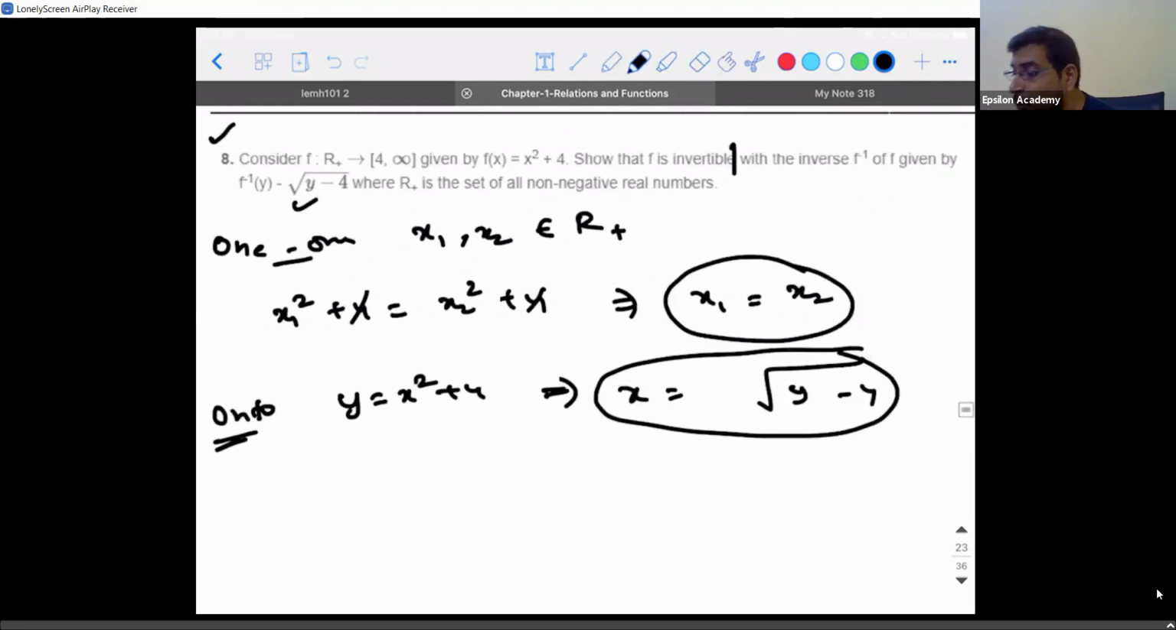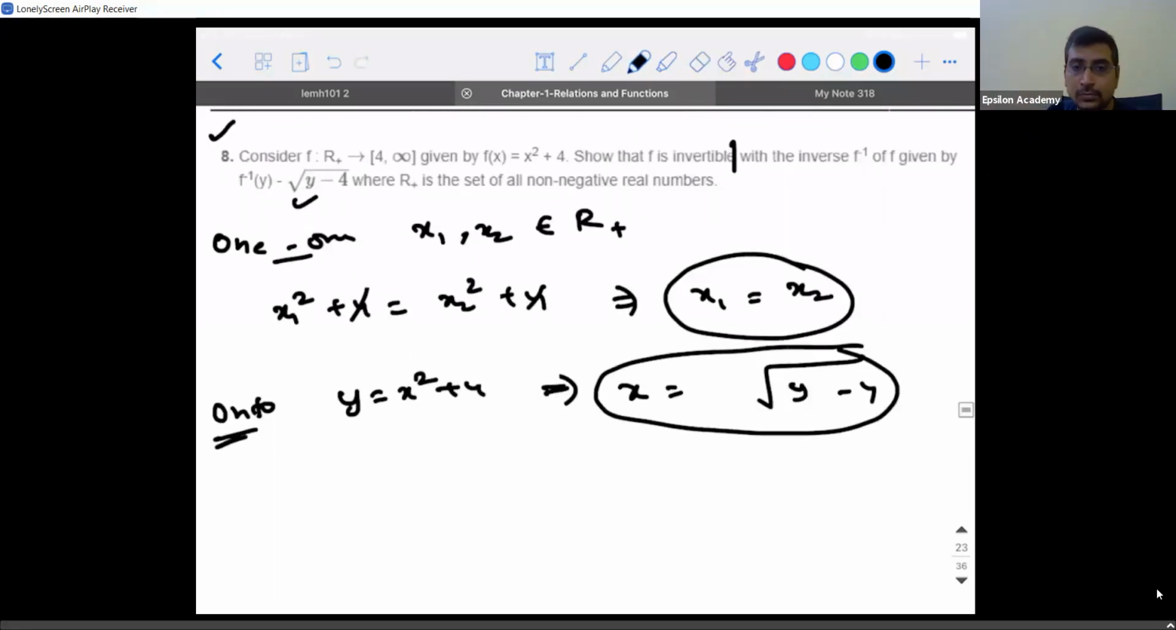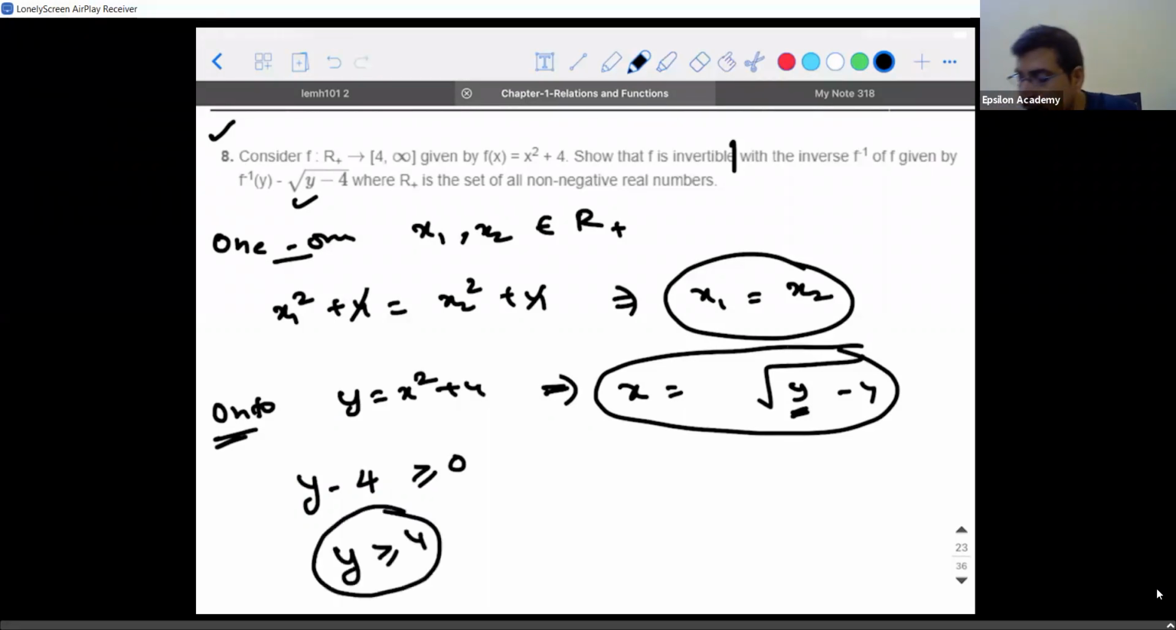For it to be an onto function, what do I need to prove? For all values of y, there should exist a pre-image. So I need to substitute the values of y here such that every value of y has a pre-image. When something is under a square root, what do I need to ensure first? It shouldn't be a negative number. It should be greater than or equal to 0. Provided it is not in the denominator, y minus 4 should be greater than or equal to 0. Solving this linear inequality, y should be greater than or equal to 4. That is why the codomain is 4 to infinity.